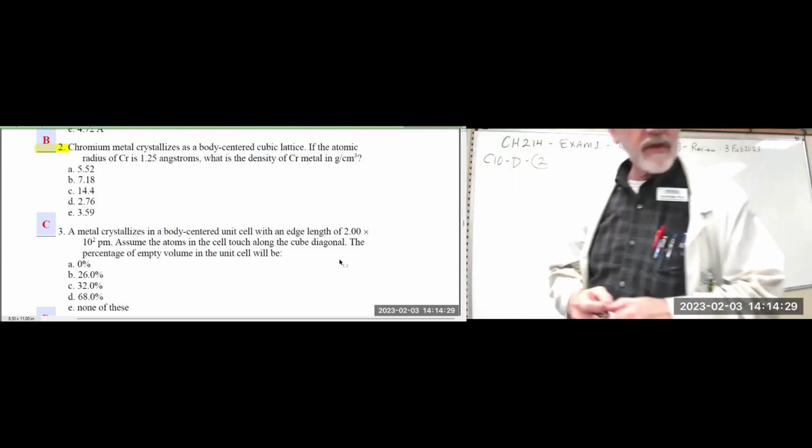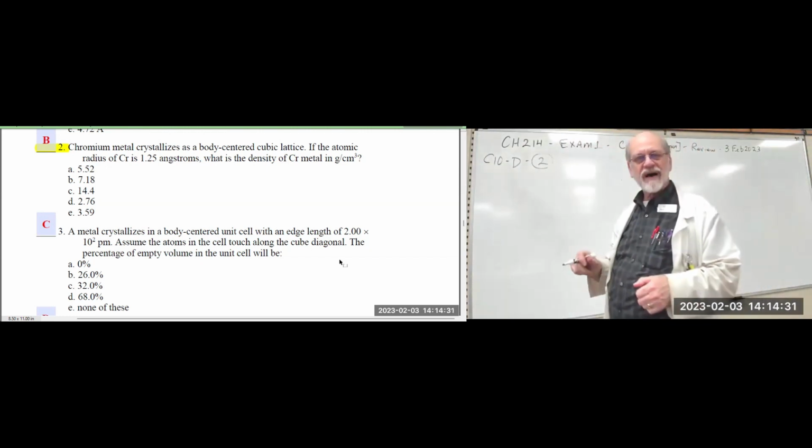So number 2 says chromium metal crystallizes as a body-centered cubic lattice. Chromium is a body-centered cubic lattice. So there's going to be chromium in the middle. Right? Then we're going to have chromium at each corner. There we go. 1, 2, 3, 4, 5. Oops, one more at this corner. There we go.